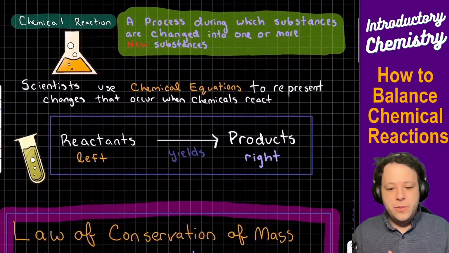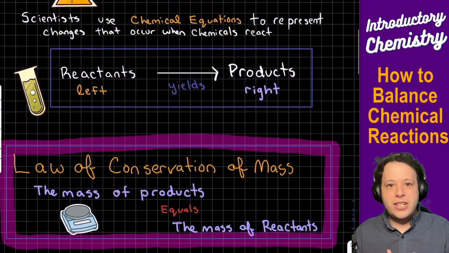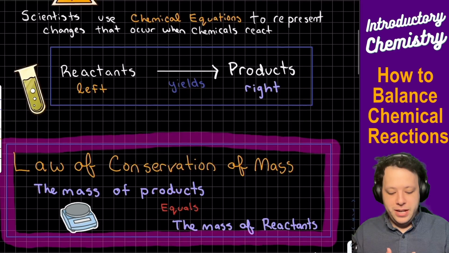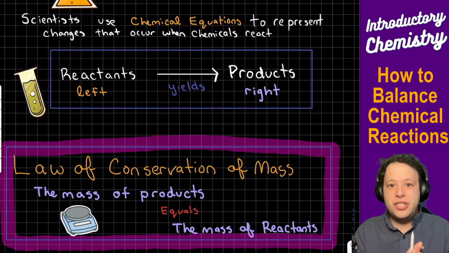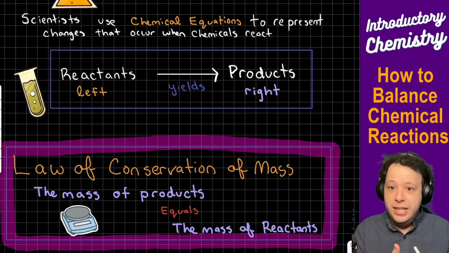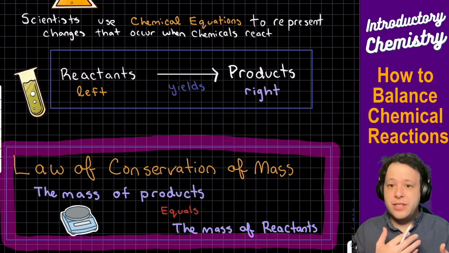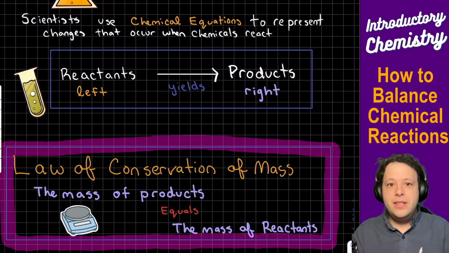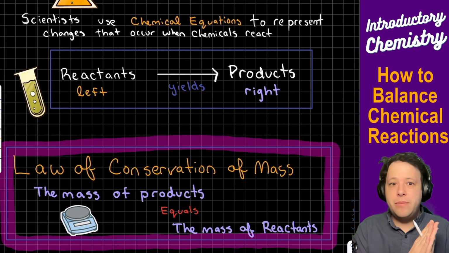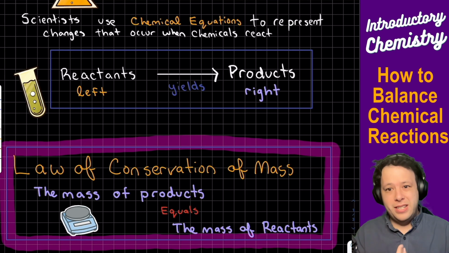Now, when we are looking at these different reactions, the whole idea behind it is that we have to conserve mass, meaning that whatever you are putting into the reaction, it must come out in the form of matter. This is one of the laws of science. So in a sense, the mass of the products must equal the mass of the reactants.